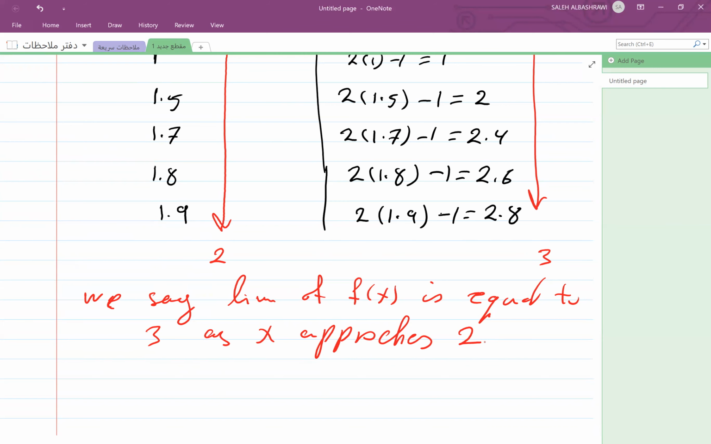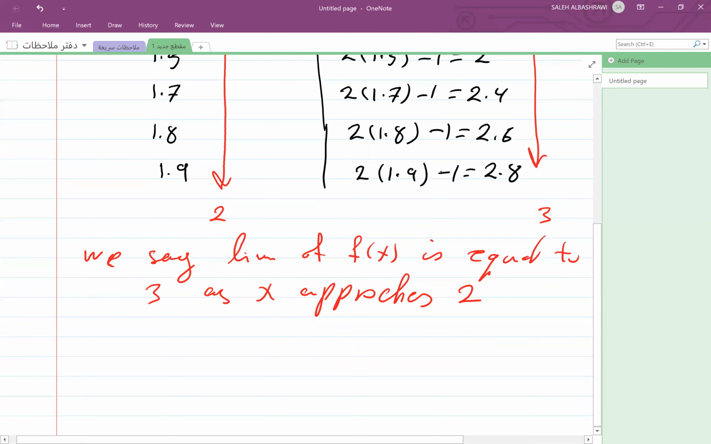Let's keep this in our mind. The output is changing depending on the value of x. If x is approaching another number, the output will be different for sure. If x is approaching the number 5, for example, 2 times 5 equals 10, minus 1, the limit will be 9. So the limit is the output of the function, depending on the value of x.